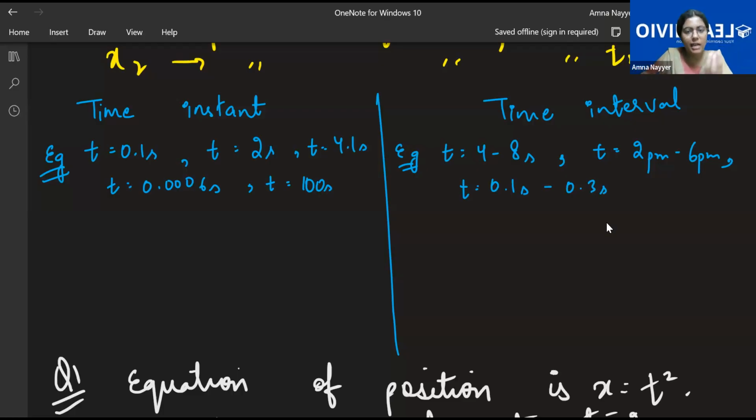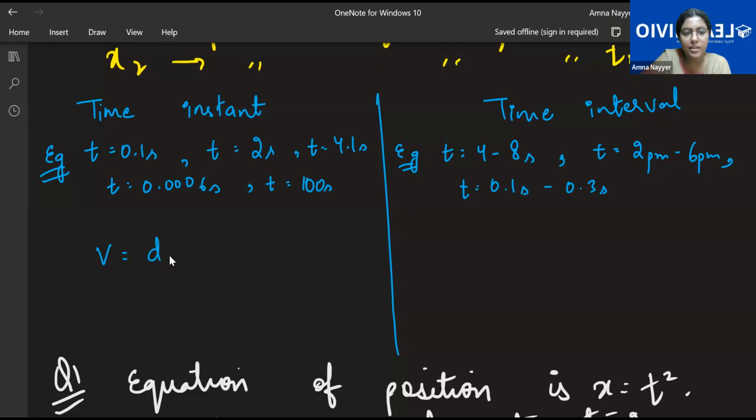You have an initial time, you have a final time. So you subtract them to take out the duration. Now is the difference between time instant and interval clear? Yeah, ma'am.